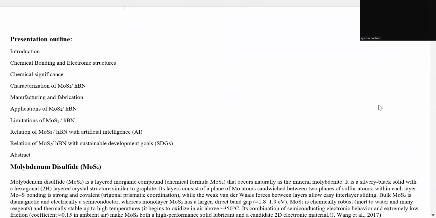First of all, we will discuss the introduction to molybdenum disulfide and hexagonal boron nitride, then their chemical bonding and electronic structures, and chemical significance and characterization of molybdenum disulfide and hexagonal boron nitride, their manufacturing and fabrication, and applications and limitations in relation with artificial intelligence and with sustainable development goals, along with their future recommendations and abstract.